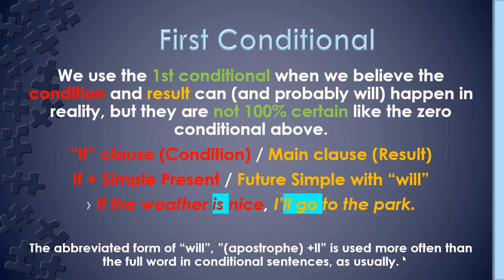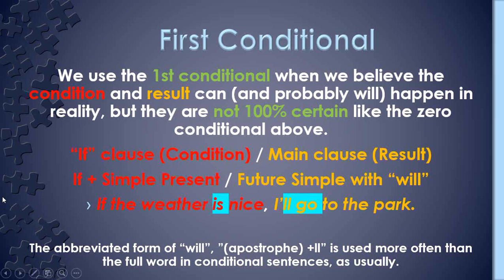Okay, now let's go with the first conditional. When do we use the first conditional? We use the first conditional when we believe the condition and result can and probably will happen in reality, but they are not 100% certain, like the zero conditional that we just saw.